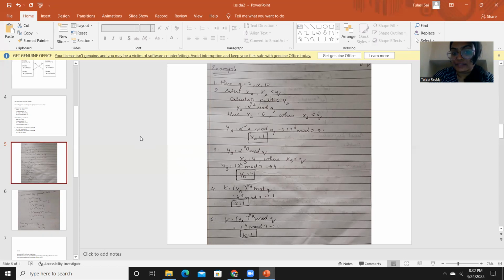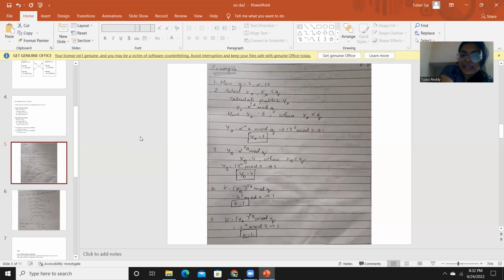Where XB should be less than Q. So YB is equal to alpha to the power XB mod q, with alpha equal to 17. So 17 to the power 4 mod 7. If we calculate, the answer is 4. So YB is equal to 4.